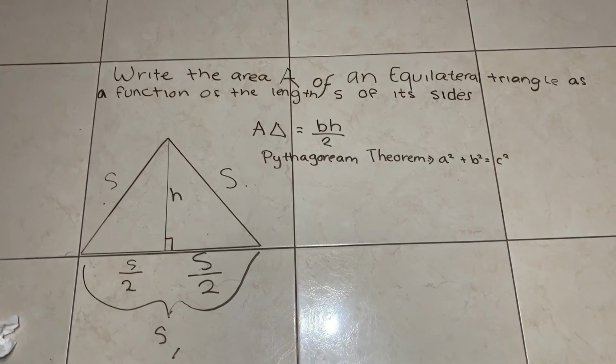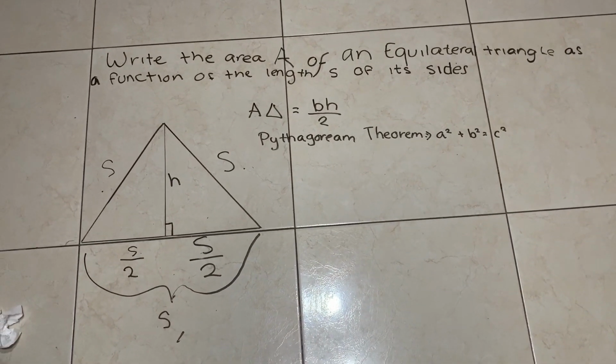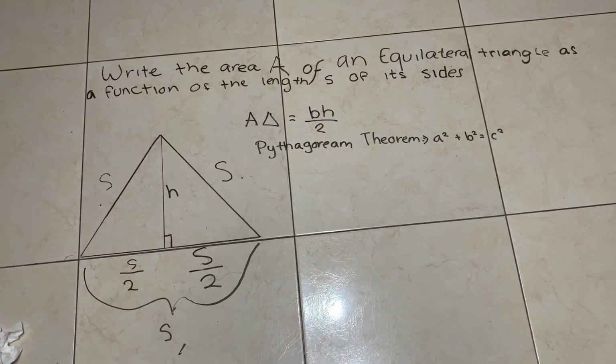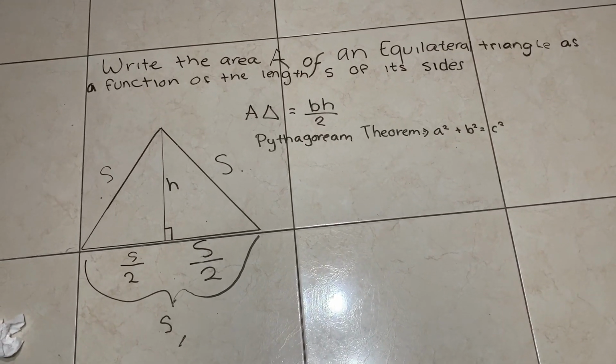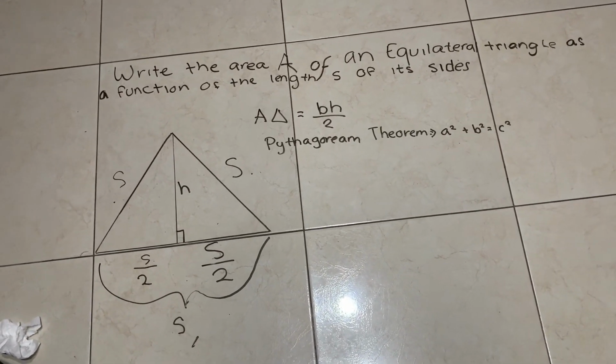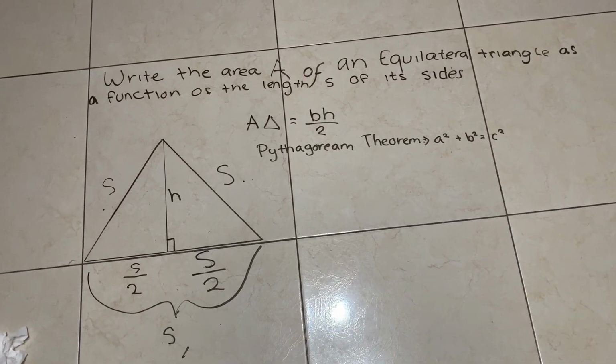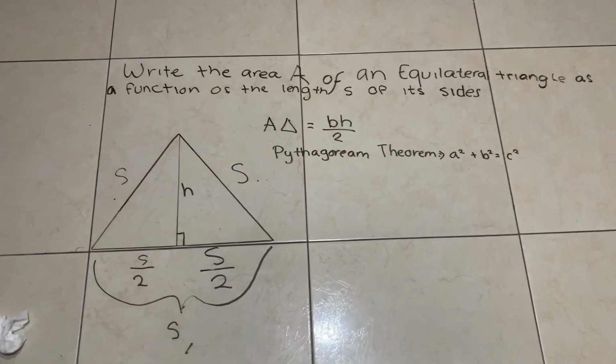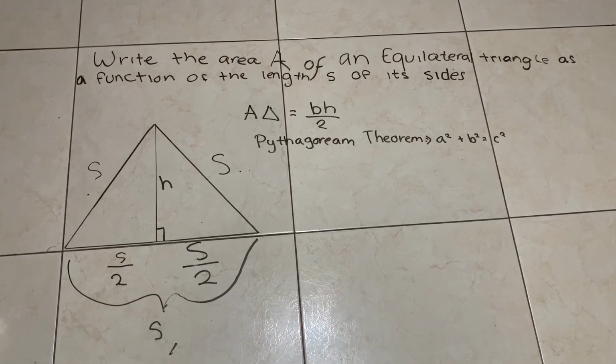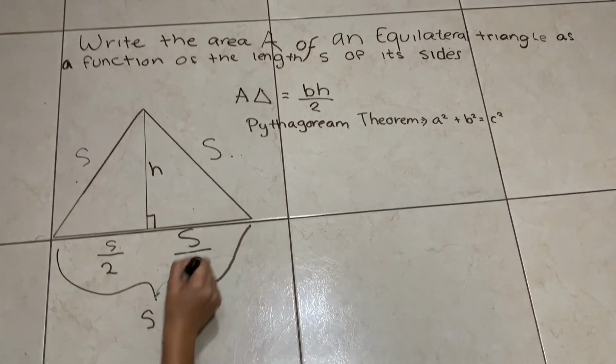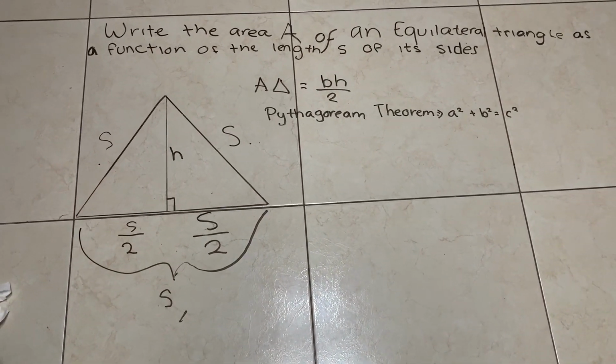Write the area A of an equilateral triangle as a function of the length S of the sides. So it might seem pretty confusing, but it is pretty easy. First, we gotta have a visual component to be able to understand the problem better. So we know that in an equilateral triangle, there are three sides, S, here we have it.